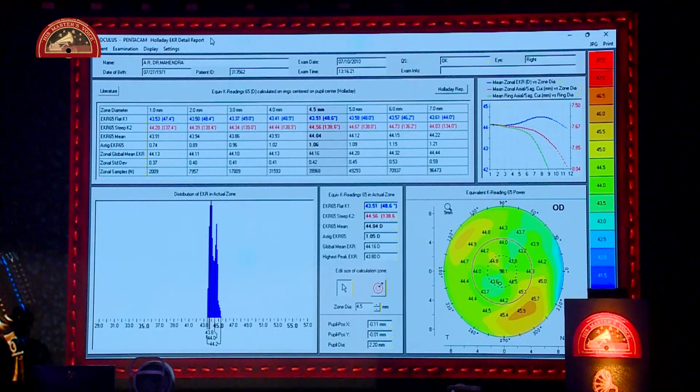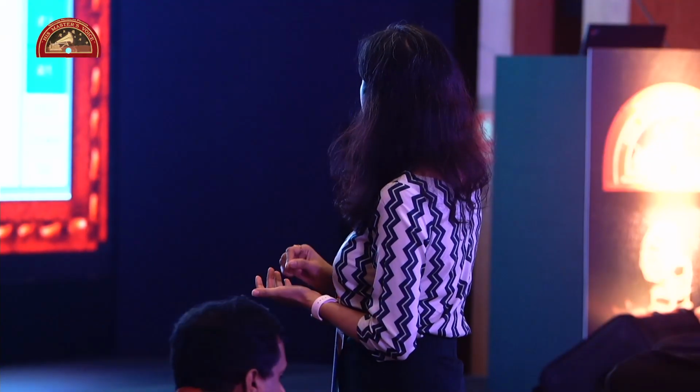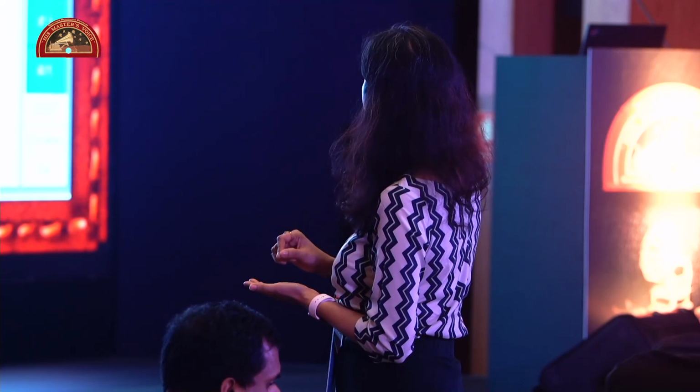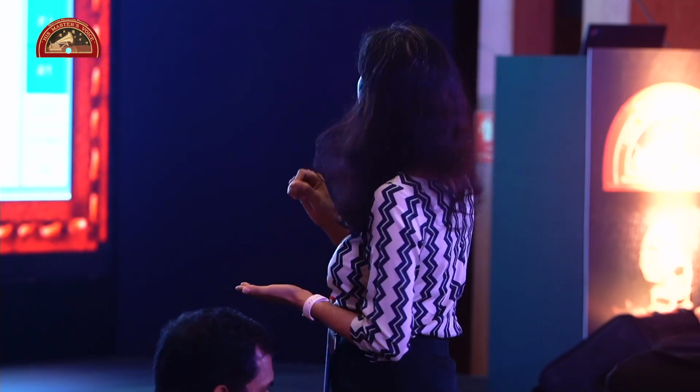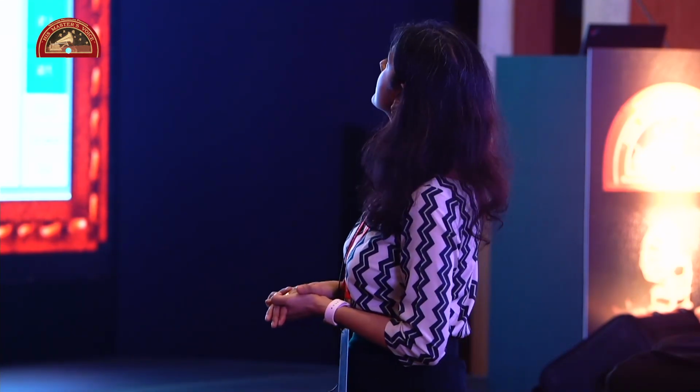Now coming on to the right upper map, which is a graphical representation of mean zonal EKR versus the zone diameter shown by blue, then the mean zonal axial curvature versus the zone diameter shown by red, and the mean ring axial curvature versus the ring diameter shown by green. Now the blue graph is extremely important. A slight rise in the graph from 1 mm to the periphery is normal, indicating a positive spherical aberration of 1 to 2 diopters. Now coming on to the Zernike analysis.